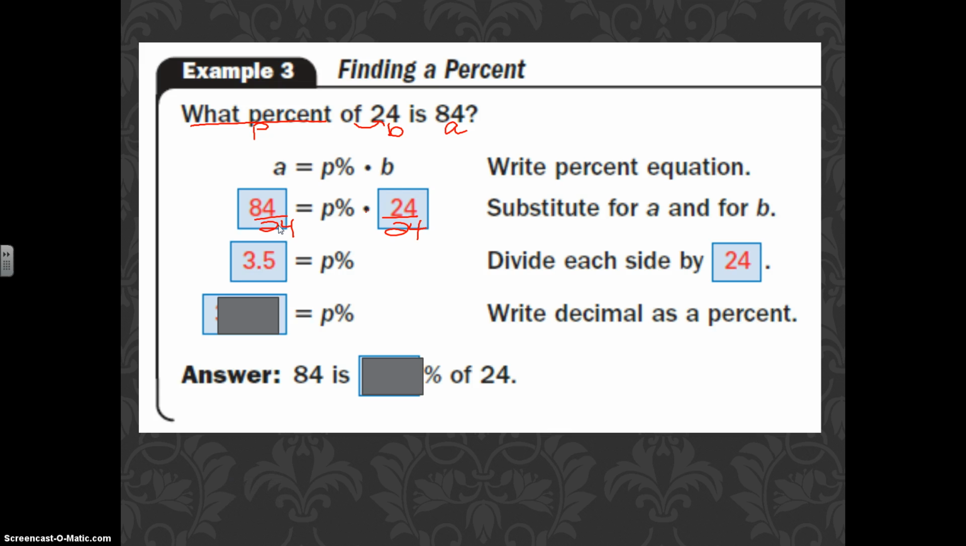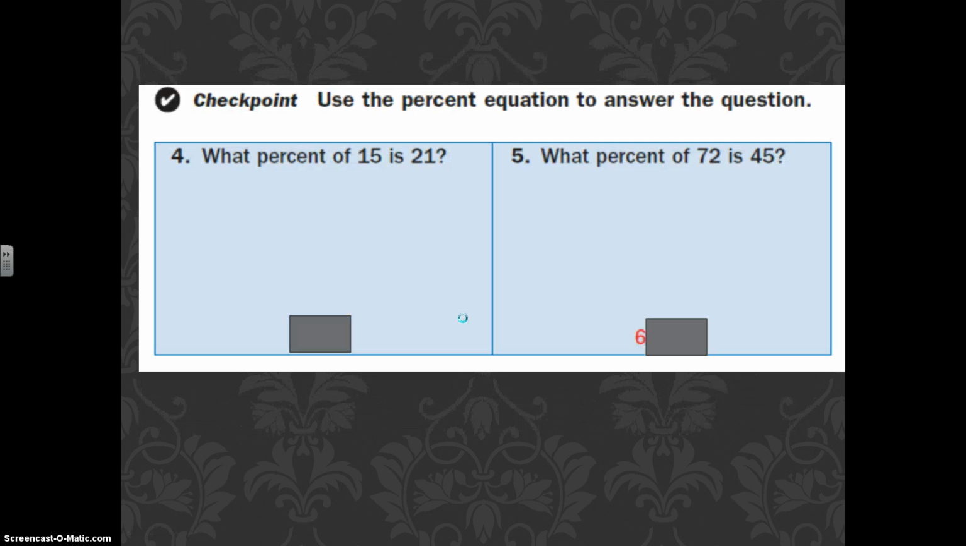Now, you have to write the decimal as a percent. So you have to move it 2 places to the right. 350% is P. Okay, just be careful. Just because this is a decimal doesn't mean this is the answer. You have to do this step, writing it as a percent. This time, pause the video and find the percent for 4 and 5.